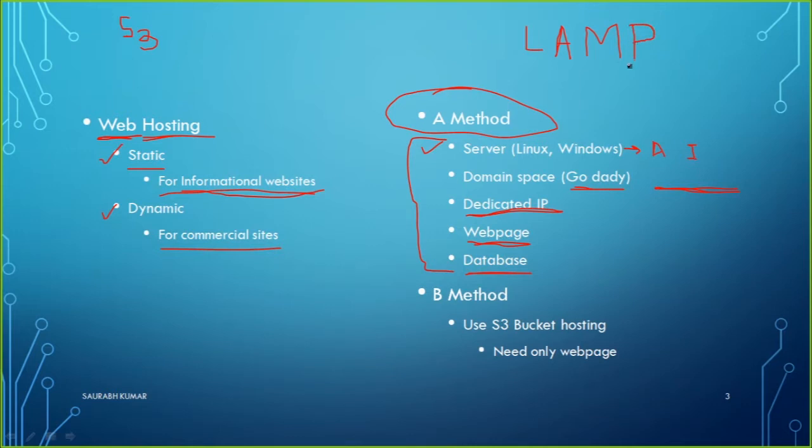P here is representing PHP, M representing MySQL for database, A is representing Apache, L representing Linux. So if some company is using the Linux operating system, Apache as a web server, MySQL as one of the most popular types of database server, and PHP to build their website, the code used to create the website, then it is known as the LAMP method.